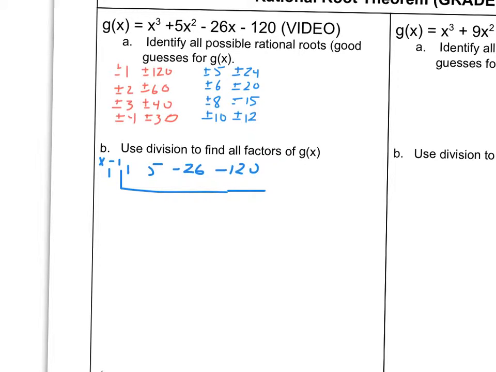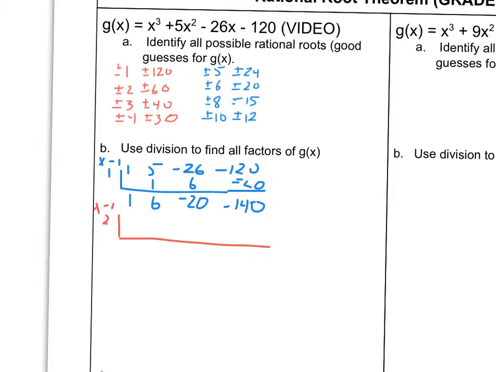All right, bring the 1 down, multiply, we get 1, add, we get 6, multiply, we get 6, that gives us negative 20, and negative 20, which gives us negative 140. Not anywhere close. Okay, so 1 didn't work. I also noticed that this just kept getting worse. And I might switch to 2 to see if I can make those differences get any smaller.